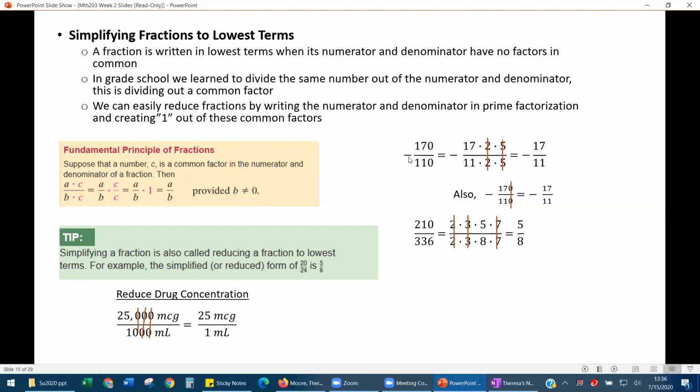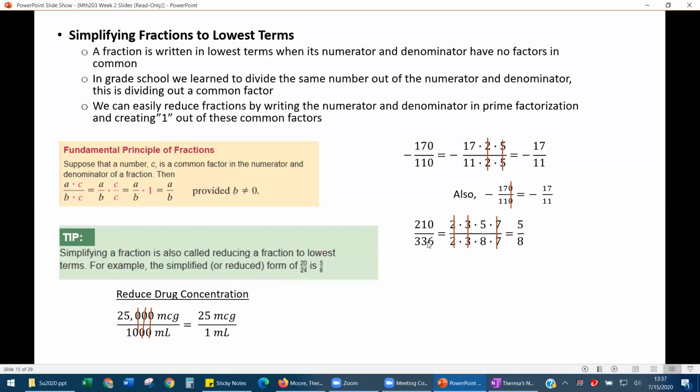So if we look at this fraction, -170 over 110, I could write it in its prime factored form. The 170 is 17 times 2 times 5. The 110 is 11 times 2 times 5. Cancel those common factors, right? Because 2 over 2 is 1, 5 over 5 is 1. And I get -17 over 11. So this is the same as dividing out a 2 and then dividing out a 5. I could also notice they both end in 0, so I could have divided out a 10 to begin with, or cancel that common factor of 10.